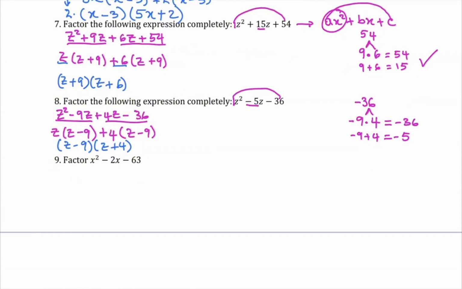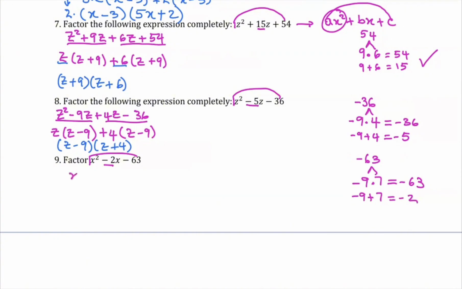The coefficient again is 1. We will multiply 1 and negative 63. That is negative 63. We need two factors whose sum is negative 2. The two factors will be 7 and negative 9, right? When we multiply, clearly it's negative 63. When we add negative 9 and 7, the result is negative 2.